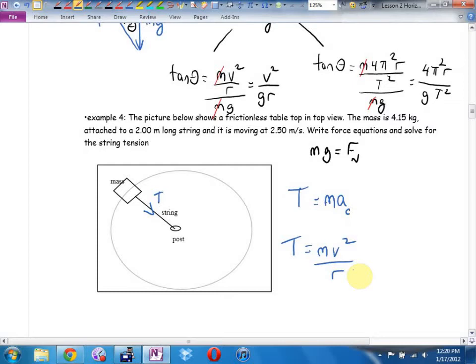So, 4.15 times (2.5 squared) all over 2. What'd you get? Andrew, what'd you get? 12.97 to 3 sig figs, I think 13.0, yes?